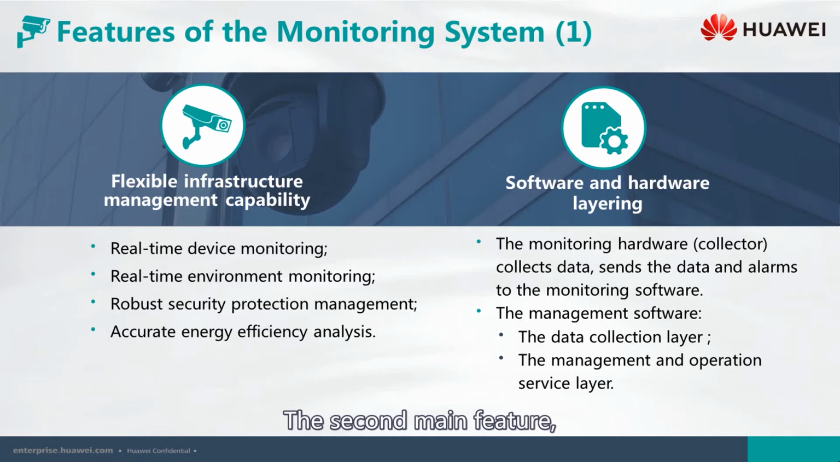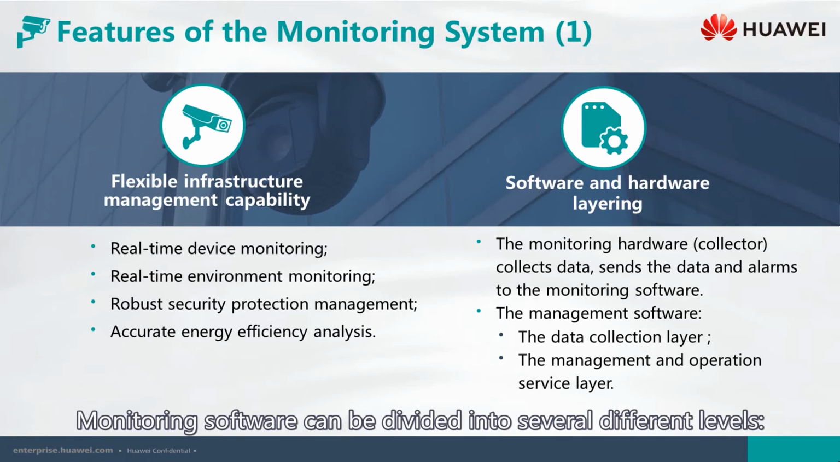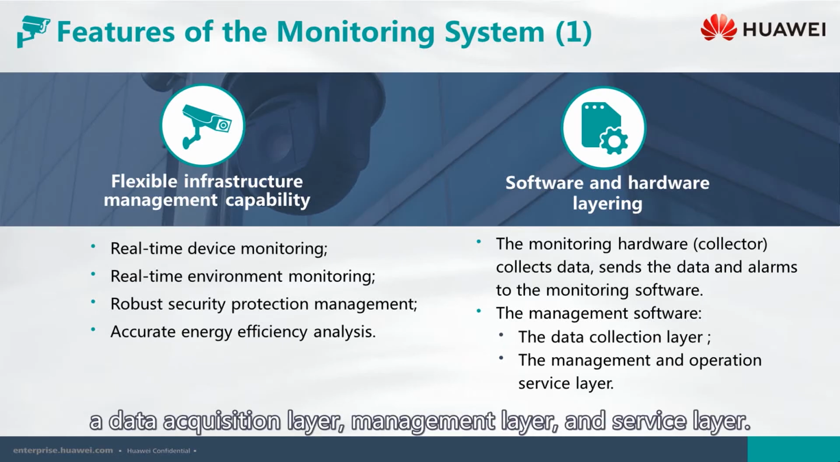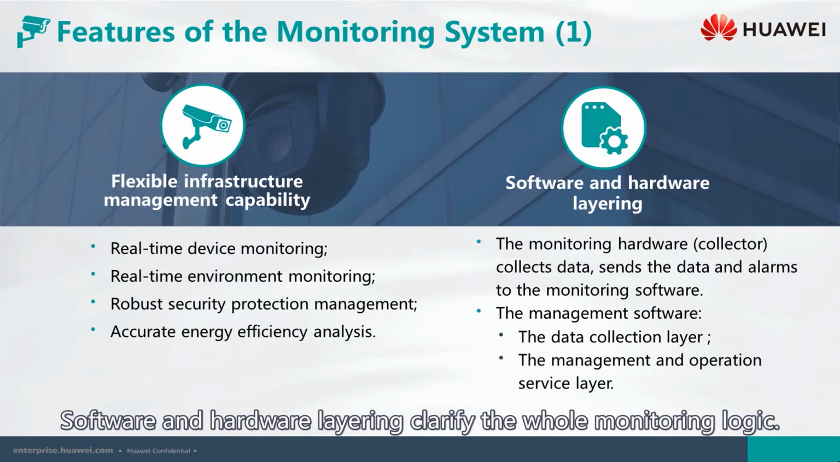The second main feature, software and hardware hierarchical management, allows monitoring hardware, such as a collector, to collect and transfer all kinds of infrastructure data to monitoring software. Monitoring software can be divided into several different levels: a data acquisition layer, management layer, and service layer. Software and hardware layering clarify the whole monitoring logic.